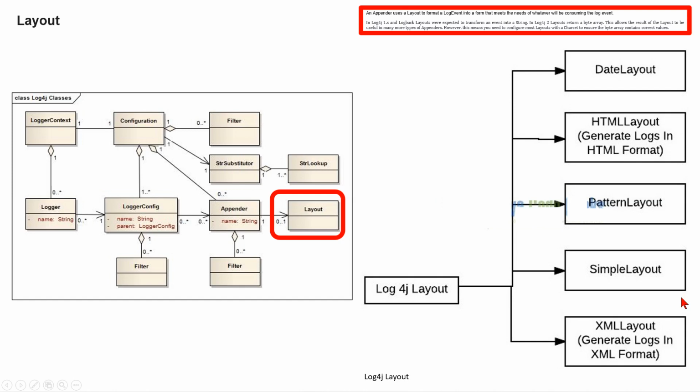Class SimpleLayout. Simple layout consists of the level of the log statement followed by a dash and then the log message itself. For example, DEBUG space dash space Hello World.